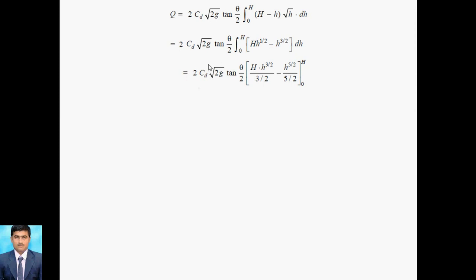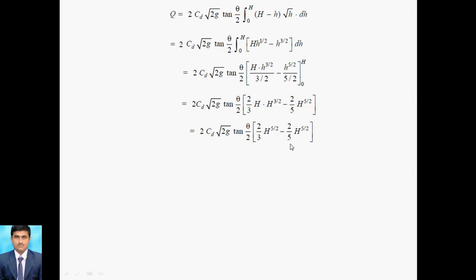So after integrating this value, instead of small h we can put the capital H over here. So after putting this value of small h as capital H, we get the value like this. After solving, we get it like this, and after that we can simplify. 5 into 3 is 15, 5 into 2 is 10, and 3 into 2 is 6, so that becomes 4. So 4 into 2 means 8, 8 by 15, so that becomes 8 by 15 Cd root 2g tan theta by 2 as it is, and H to the power 5 by 2.